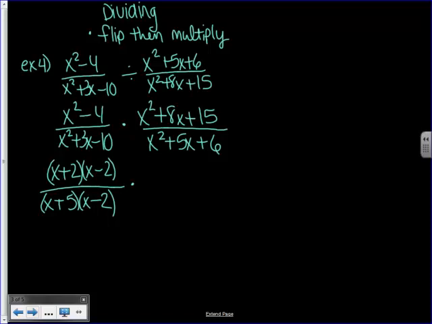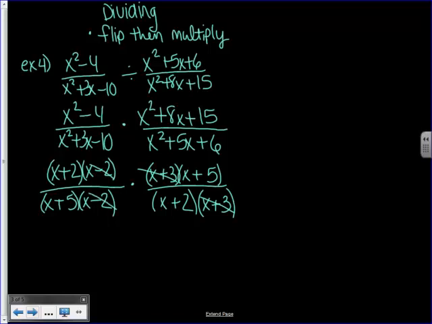Alright, factors of 15 that add to 8, 3 and 5. So x plus 3, x plus 5. Factors of 6 that add to 5, 2 and 3. So x plus 2 and x plus 3. Let's see what cancels. Well, my x plus 3 is on this side, my x minus 2's. Now let's just multiply straight across.